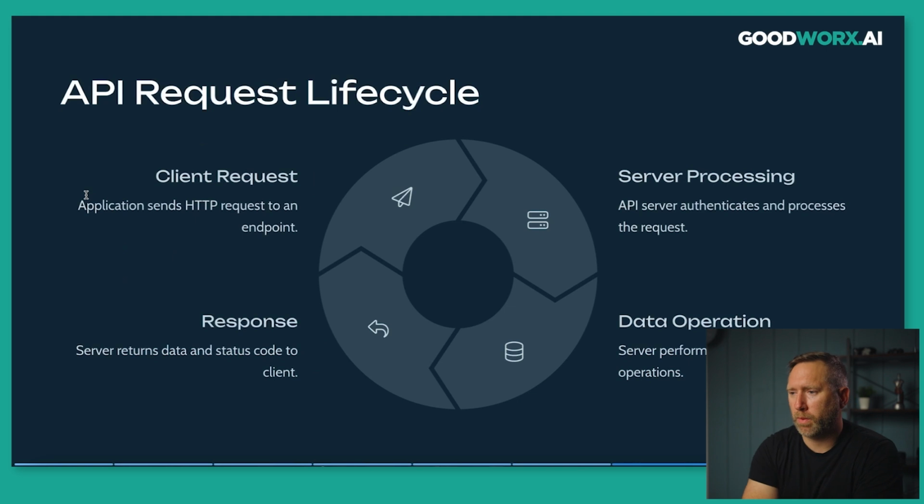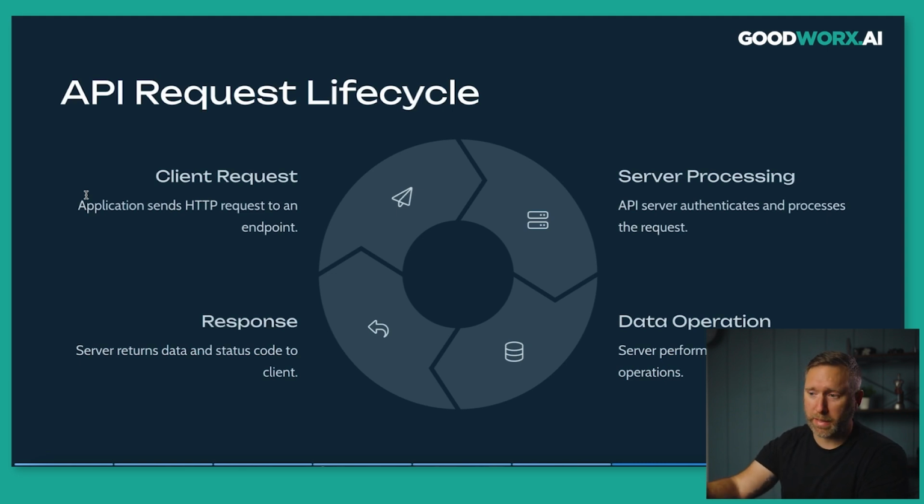So what does the API request lifecycle look like? Well, the first thing you do is you send an HTTP request to an endpoint. You then authenticate on that service by passing your API key. And then the server is going to perform the requested data operation, which might be delete, put, get, or post. And finally, the server is going to respond with data and a status code.